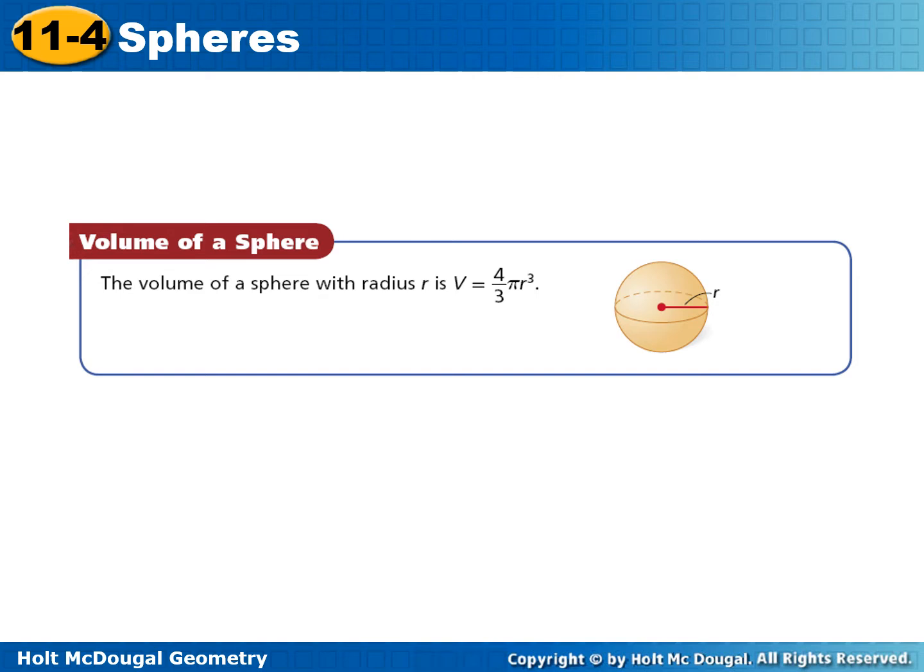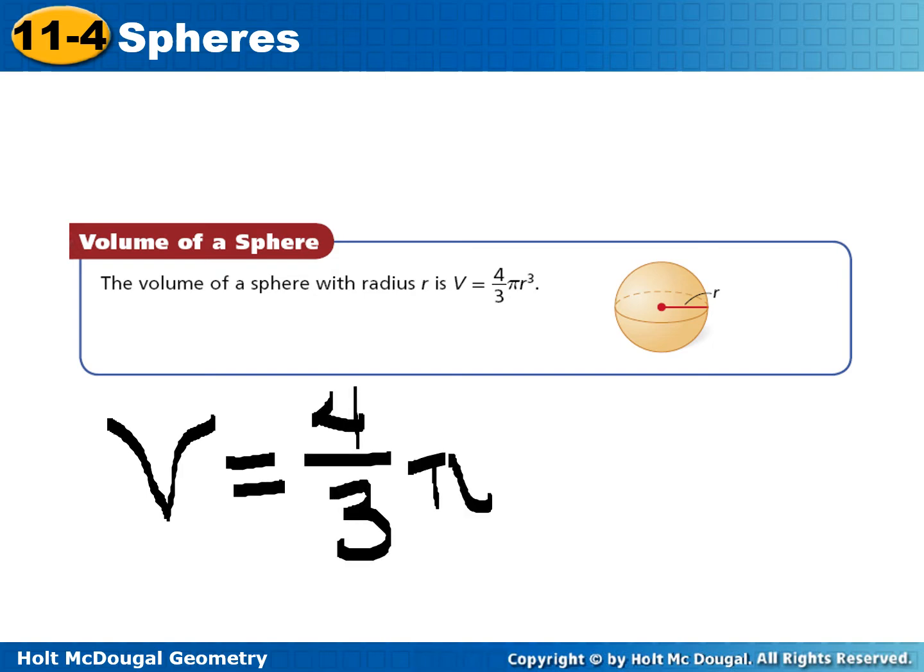So we have a formula for the volume of the sphere, and that is volume is equal to 4/3 pi r cubed. And we are going to be using that one to find our formula. So volume is equal to 4/3 pi r cubed.